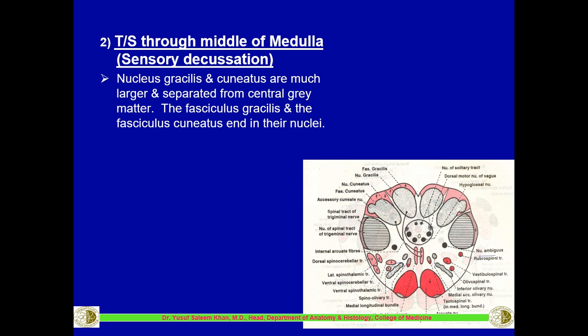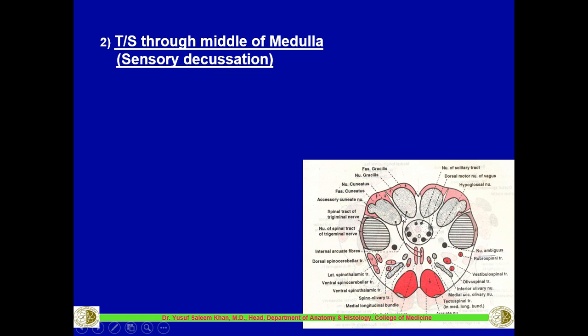See, so the nucleus gracilis and nucleus cuneatus are much larger and separated from the central gray matter. The fasciculus gracilis and fasciculus cuneatus end in these nuclei, so that's why the nucleus is much larger. Now there will be the beginning of the second order neurons.